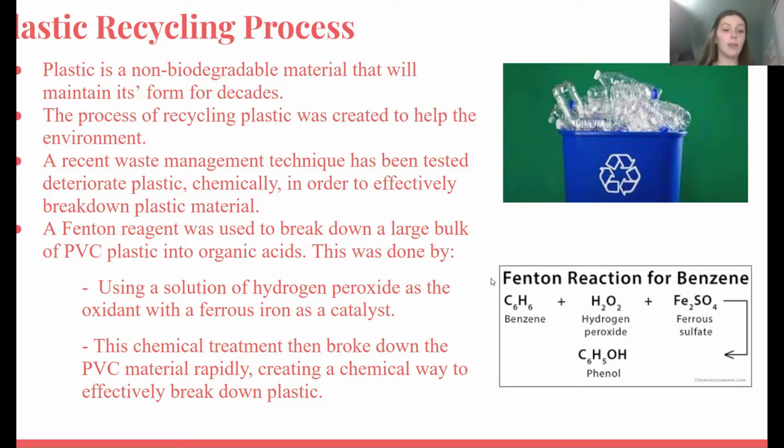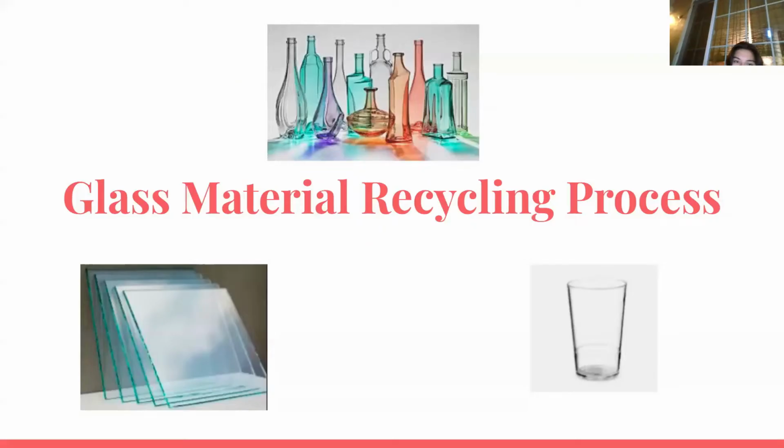So this was done by using a solution of hydrogen peroxide as the oxidant with a ferrous ion as a catalyst. The catalyst is used in order to speed up the process and make this happen more rapidly. So this reaction actually happened within 10 minutes, and this rapid treatment has created a new way to chemically break down plastic in order to effectively recycle without having to reuse it.